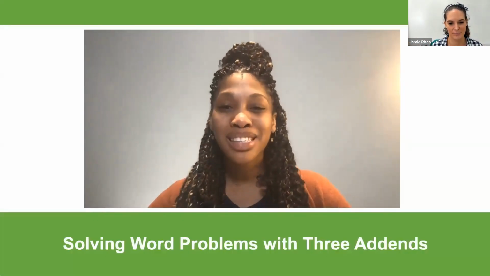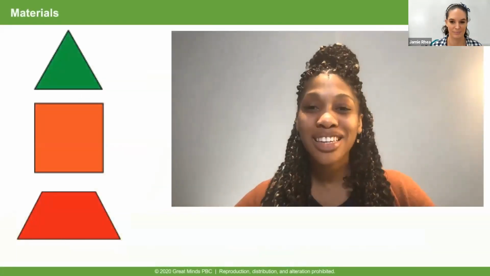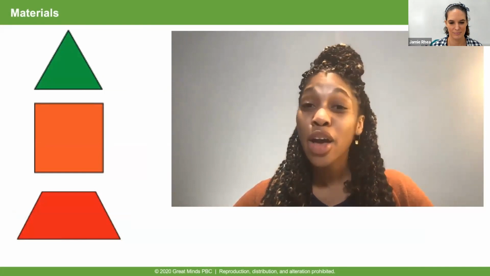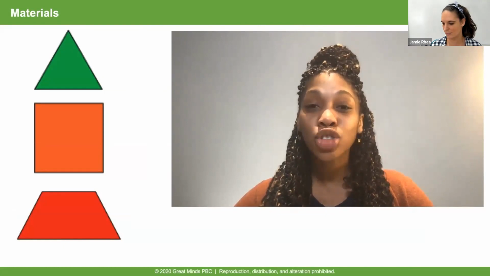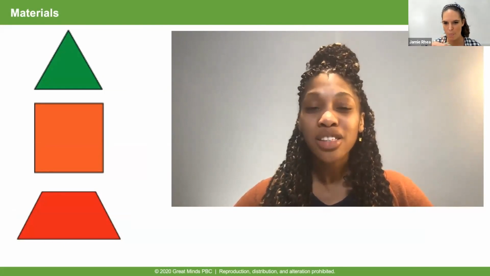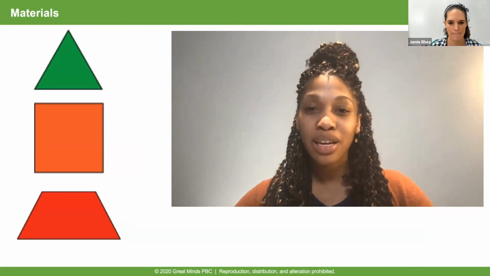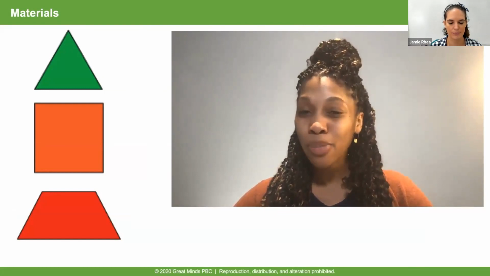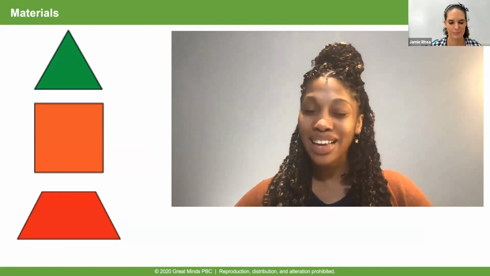Hi friends. My name is Miss Duckett, and today we're going to work on solving word problems with 3 addends. On my screen to the left, you will see the materials that you will need for today's lesson. You may notice that I will be using triangle, square, and trapezoid blocks. However, it's okay if you use different ones. Just make sure that you have 3 different kinds of blocks and 10 of each kind. Go ahead and press pause, gather what you'll need, and I'll be right here waiting when you get back.